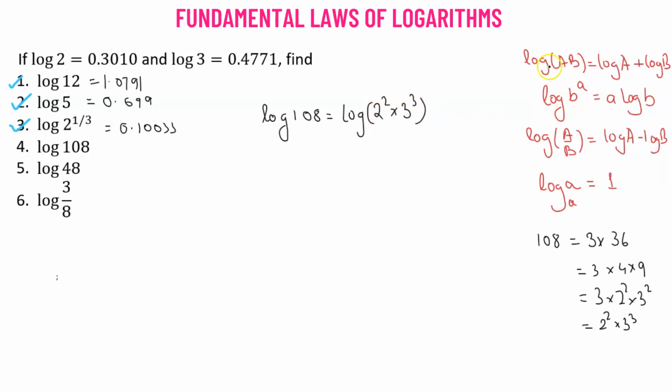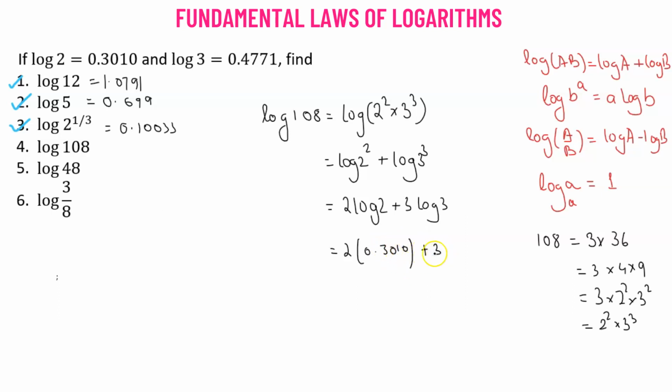Now we will use the property log of ab equals log of a plus log of b. So that will give us log of 2 squared plus log of 3 cubed. We can use the property log of b raised to the power of a equals a log of b to rewrite it as 2 times log of 2 plus 3 times log of 3. Now we can substitute the value of log of 2 with 0.3010 plus 3 times 0.4771, and this should give us 2.0333. So this is the value of log of 108, 2.0333. So our 4 is done.